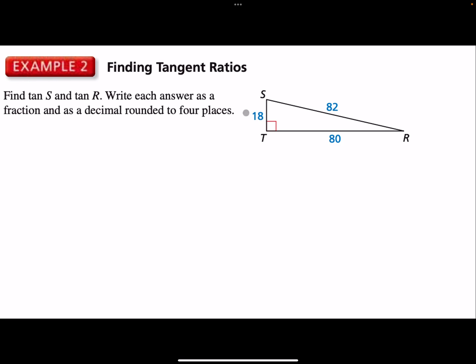Now, let's change our theta to R, because we found tangent of S, we need to find tangent of R. Tangent of R, we know SR is still the hypotenuse, that never changes. But now the adjacent side to R is RT, which is 80, and its opposite is ST, which is 18. So, TOA, tangent of R, is equal to the opposite, which is 18 over 80.